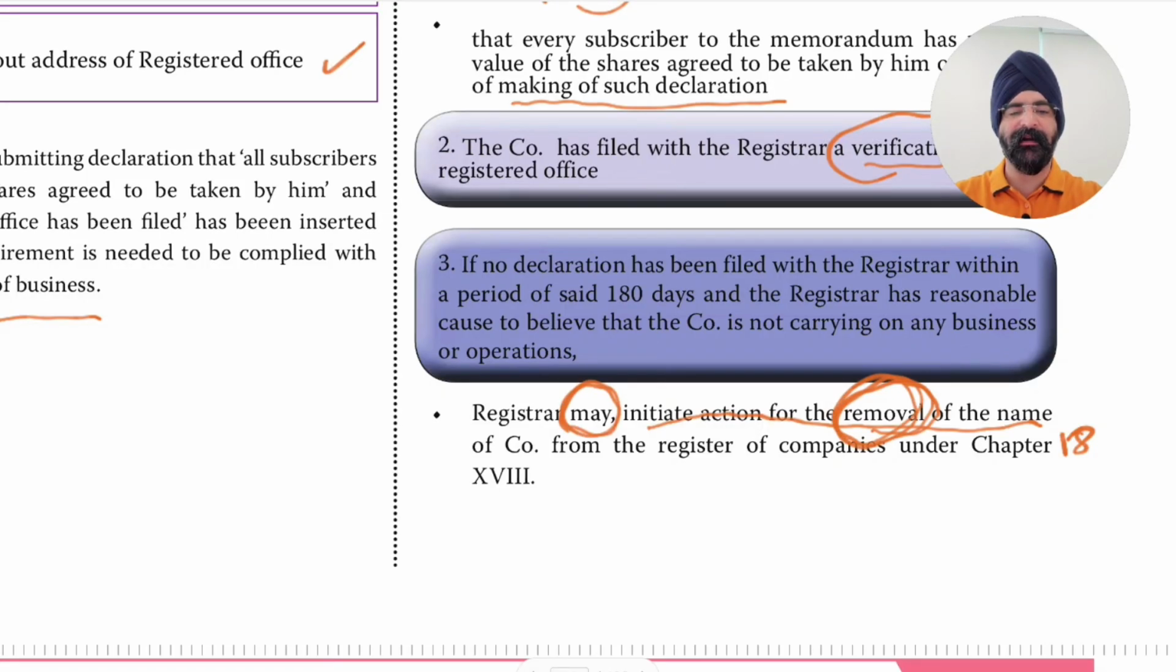Here the word is may. Earlier we read shall. Shall was in the case of a dormant company. If it is found that the company is not carrying on business, then the registrar has to put that company in the register of dormant companies. However, if such a declaration is not filed and the registrar has reasonable cause to believe, because there is a possibility, then the registrar has to issue a show cause notice first and get feedback from the company. Then it will be in a position to have reasonable cause to believe, and then it will remove the name of the company from the register.